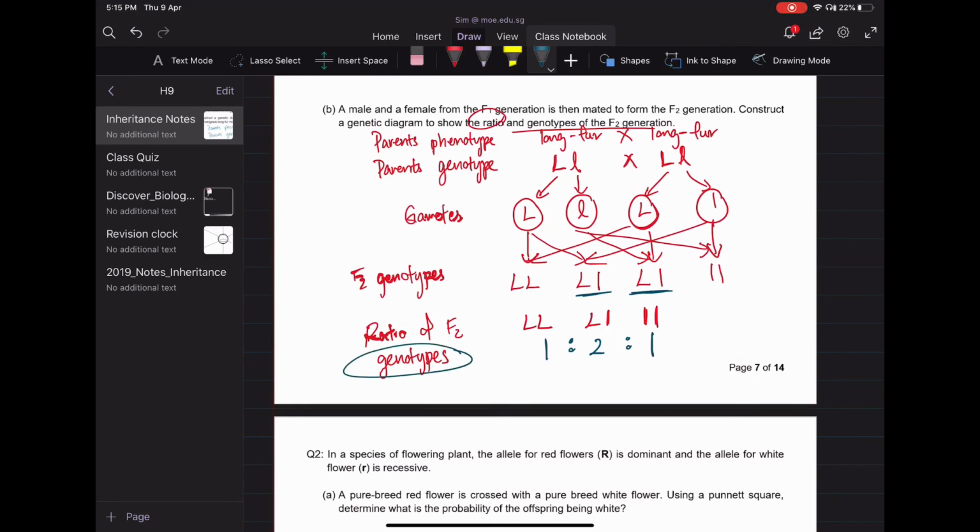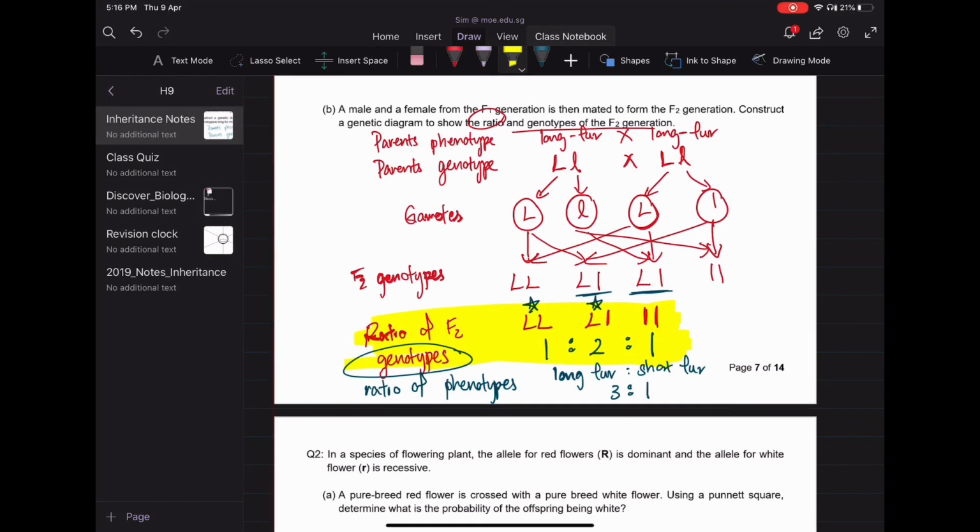Why do I say that? Because if you are comparing the ratio of the phenotype, which is extra work, you're expected to understand that this combination as well as this combination will both give you the long fur. So if I were to compare phenotype, which is long, compared to short fur, it's actually a ratio of 3:1. But in this question, we're only focusing on the genotype itself. So there's no need for you to explain to me about phenotype.